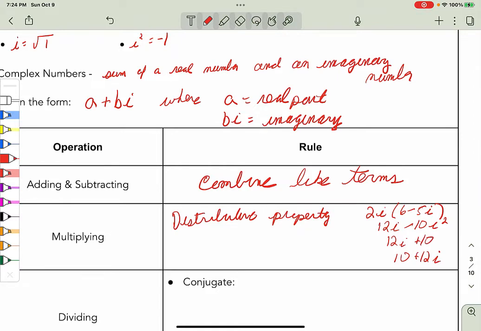For two complex numbers, we use FOIL. So, for example, if I have 7 minus 2i times 6 minus 5i, I would simply FOIL it. And we'll do some more of these a little later.